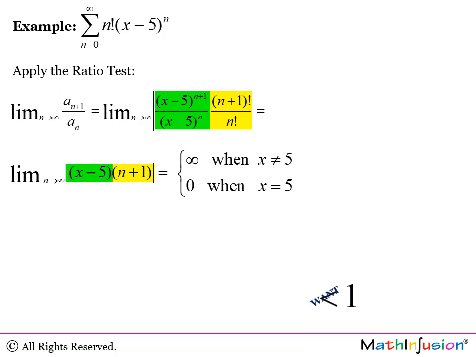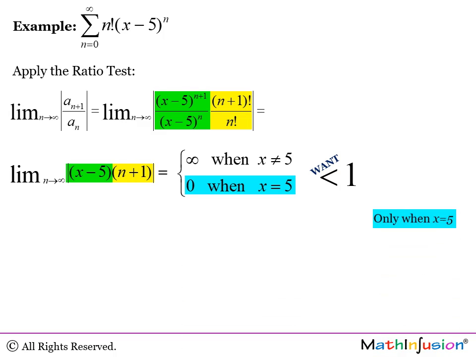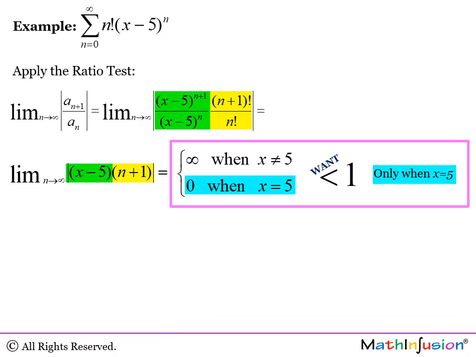Now we would like this to be less than 1. This is not going to be less than 1 when x is not 5. But when x is 5, this is always true, because we get 0. 0 is always less than 1. So this is going to be true only when x equals 5.